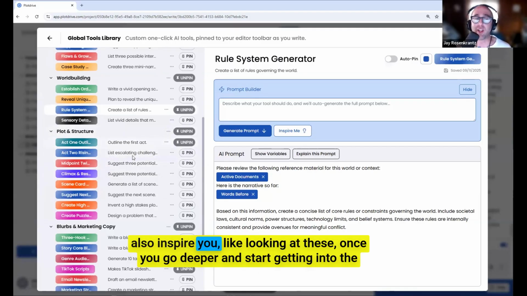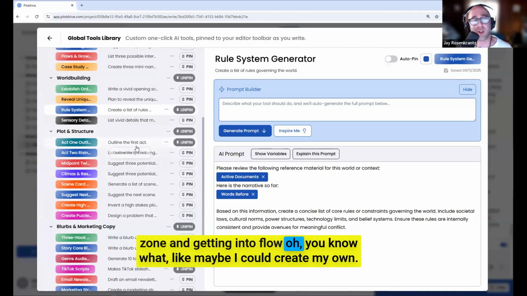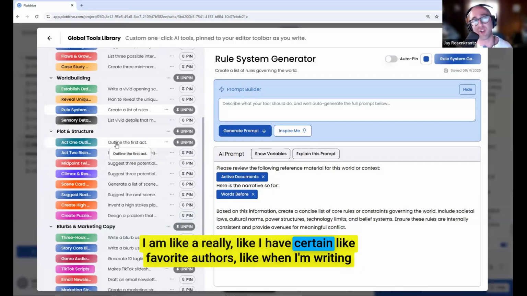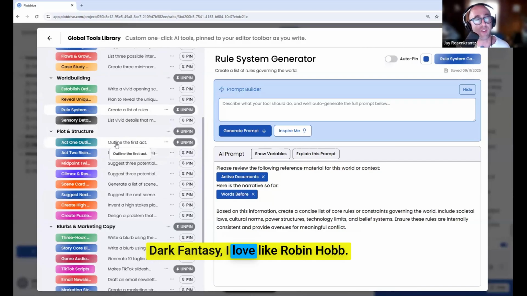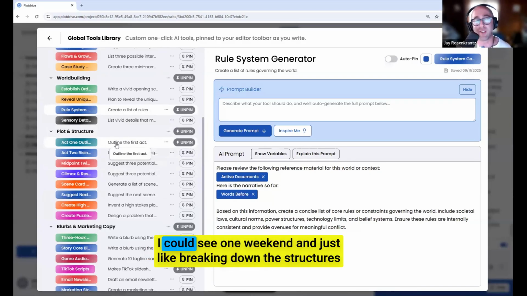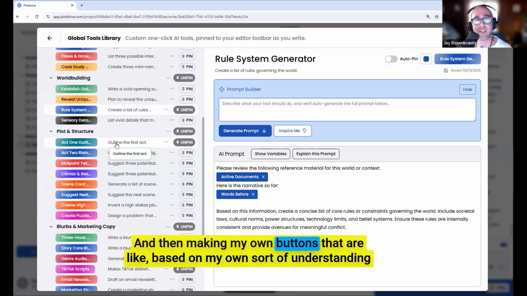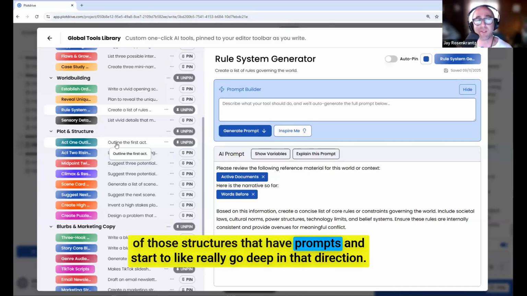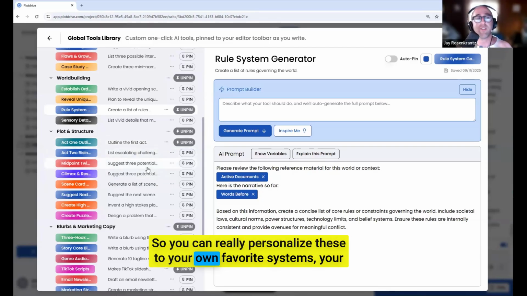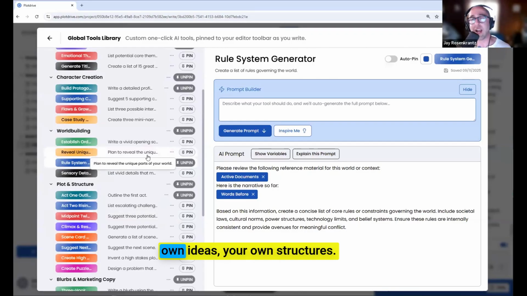And it can also inspire you. Looking at these once you go deeper and start getting into the zone and getting into flow, you think, oh, you know what, maybe I could create my own. I have certain favorite authors. When I'm writing dark fantasy, I love Robin Hobb. I might go down a rabbit hole one weekend, breaking down the structures and how they work in those books, and then making my own buttons based on my own understanding of those structures, with prompts, and really go deep in that direction. So you can really personalize these to your own favorite systems, your own ideas, your own structures.